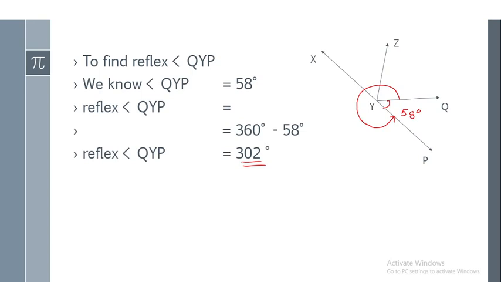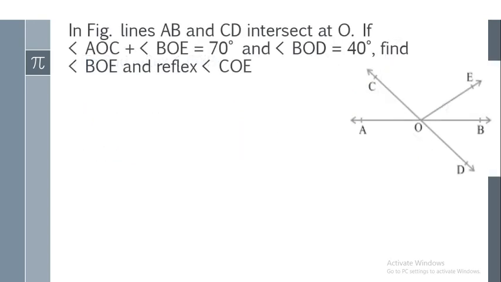So, then let us do one other problem. Okay, Siddhartha, can you read the question? In the figure, lines AB and CD intersect at O. If angle AOC plus angle BOE is 70 degrees and angle BOD is equal to 40 degrees, find the angle BOE and reflex angle COE.